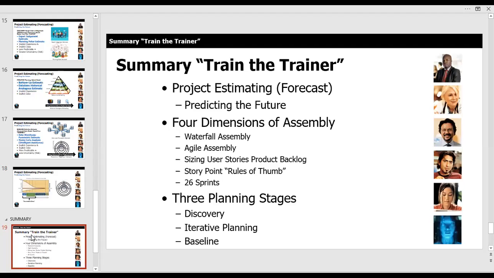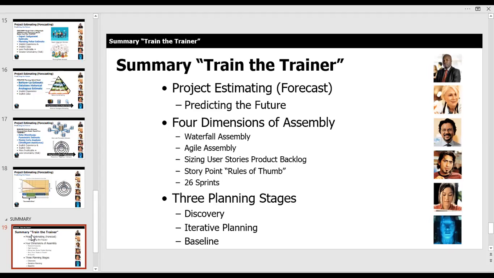So again, project estimating is forecasting, predicting the future. Next week, we're going to talk about portfolio management and how what we just talked about this week is going to feed into that. We talked about 4 dimensions of assembly, which is the same no matter what. It's always going to be scope, schedule, risk, and cost. No matter what kind of project you're working on, those are the 4 dimensions. Whether it's waterfall or agile, you have to factor them into your planning, okay?